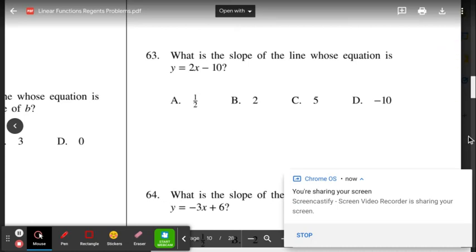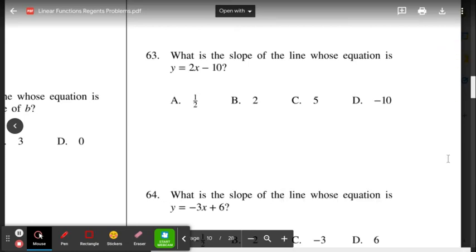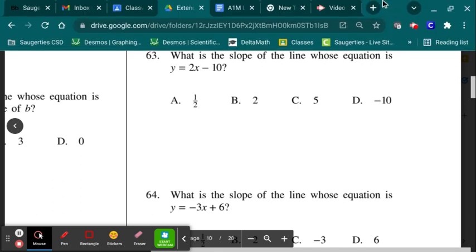Okay, welcome back. We're doing a new type of problem. Today we are on problem 63 and we're looking at slopes.